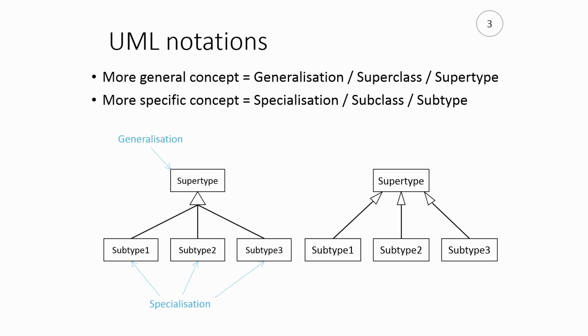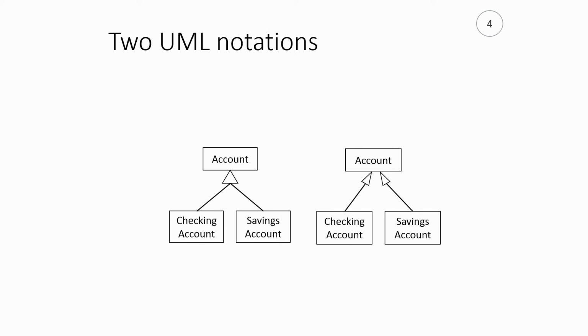The more general concept is called generalization, superclass or supertype, and the more specific concept is called specialization, subclass or subtype. Graphically, the generalization-specialization association is drawn as a line connecting the supertype to the subtype and which is adorned with a triangle pointing towards the supertype. You can merge the triangles of the different subtypes into one, like on the left-hand side, or you can keep those separate, like on the right-hand side. Here, for our accounts, we can have a single triangle, or we can have two triangles, one for the checking account and one for the savings account.